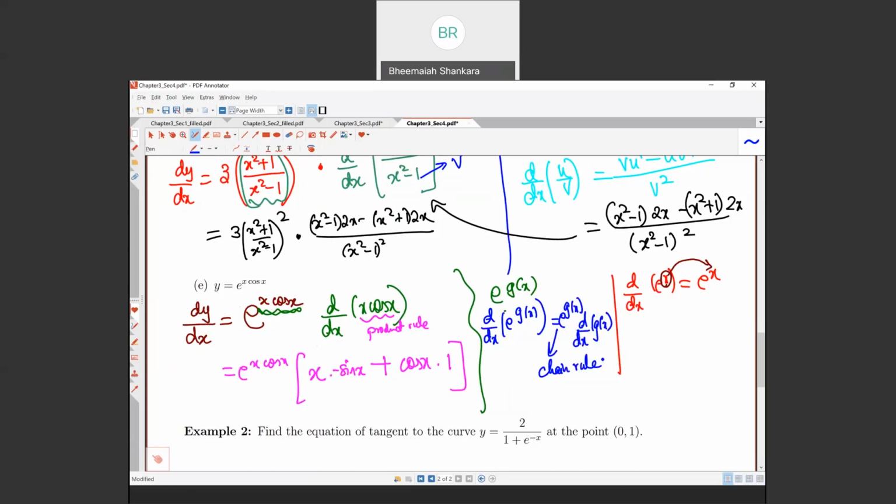So I want you to clearly observe the difference between deriving e to the x and deriving e to the g(x). e to the x is a direct formula. e to the g(x), you have to do a chain rule.